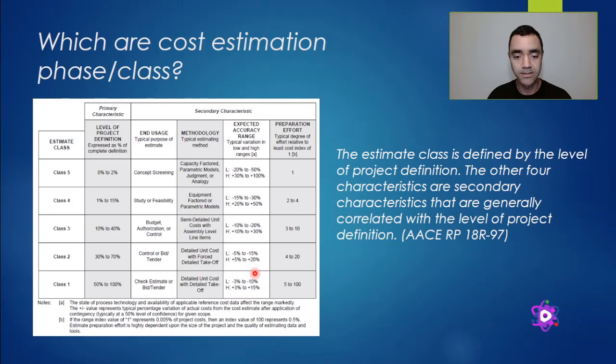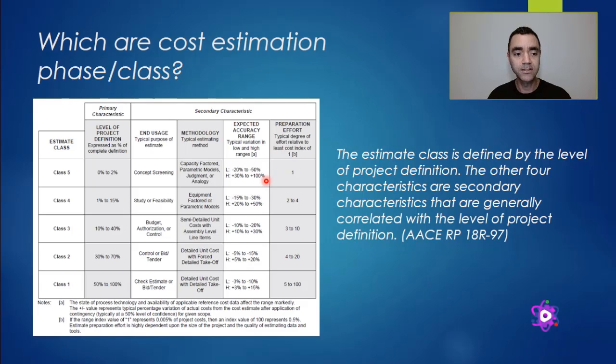Of course, depending on the available information, it can vary from -10% to plus 15%, and verify that it is much lower in terms of range of accuracy than in class 1.